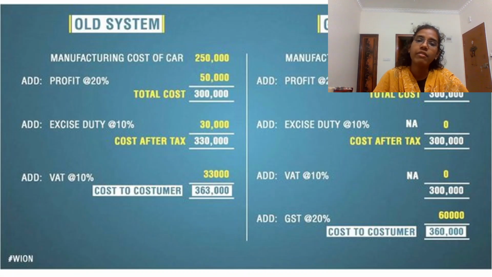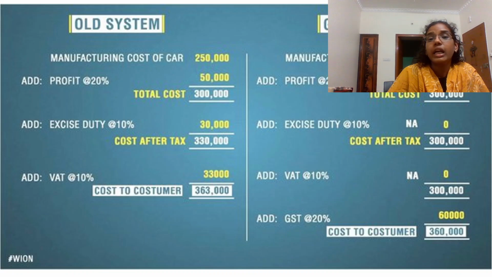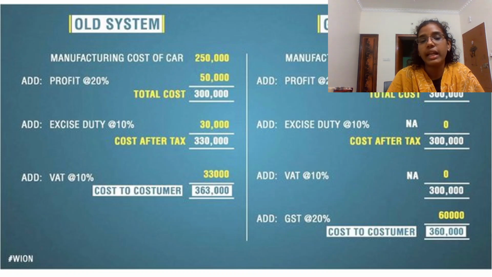So now let us have an example of how this cascading effect works. Before the introduction of GST, under the old tax system, let's take an example of a car that is being manufactured and sold. In manufacturing a car, it would cost around rupees 2,50,000, and the manufacturer adds 20% profit to the product, that is the car, and that would be around 50,000. The total cost of producing a car is around 3 lakh rupees.